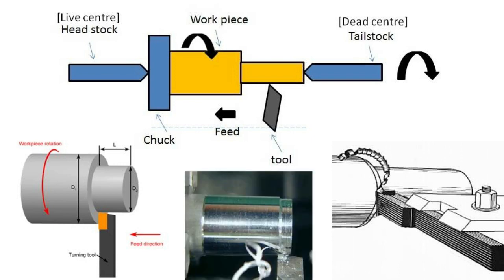The material of the tool must be harder and stronger than the material of the workpiece, or else material will be removed from the tool surface, making it useless. High-speed steel or carbide is used as tool material to machine most of the workpiece materials.